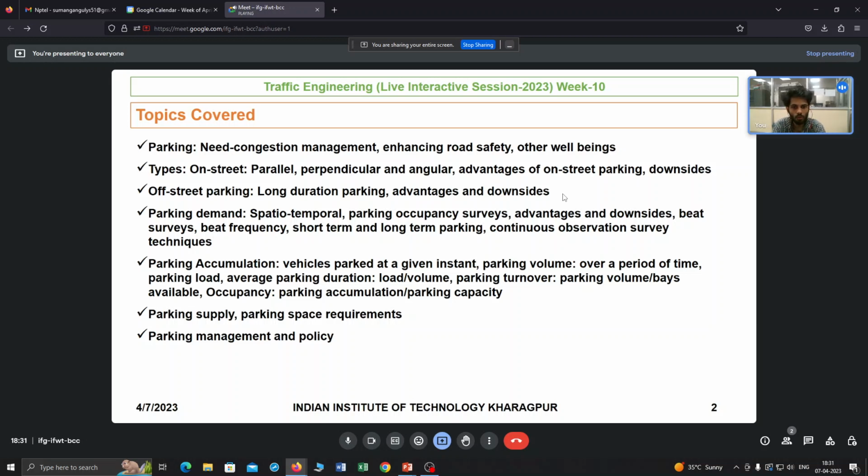Now once the parking occupancy survey is done, you know how your parking demand varies with time. So now you know how you want to plan your parking facility, in case of an off street facility, or in case of on street. So these are the things that you know.